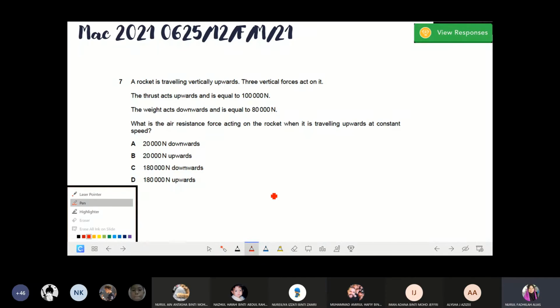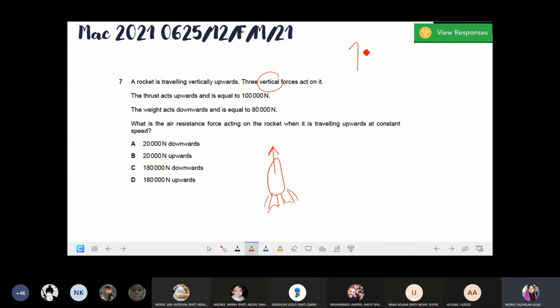Cikgu terangkan boleh? Okay, roket ni travelling, dia ada api-api dia tu. The 3 vertical forces act on it. Okay, vertical means semua atas ke bawah ataupun atas lah, mana yang vertical lah. The thrust acts upwards and is equal to 100,000. What is thrust? Awak tak tahu pun tak apa, tapi awak tahu it's upwards. Jadi thrust is 100,000 Newton. And then weight. What do you know about weight? It downwards. Dia bagi tahu dah it's downwards.